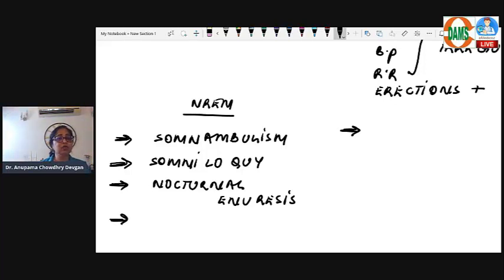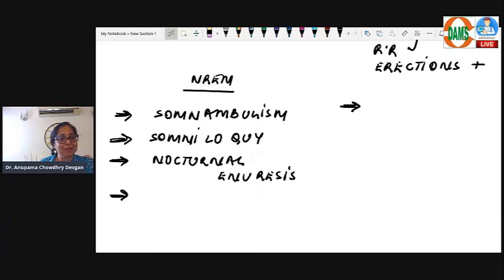Please, all of you, do not ask me the reason why all this is happening. These are observations of NREM and REM. When you become researchers, you can find out how this happens. But for this moment, these are observations of NREM and REM sleep, the differences between NREM and REM sleep. Why it happens is something you can research later on.